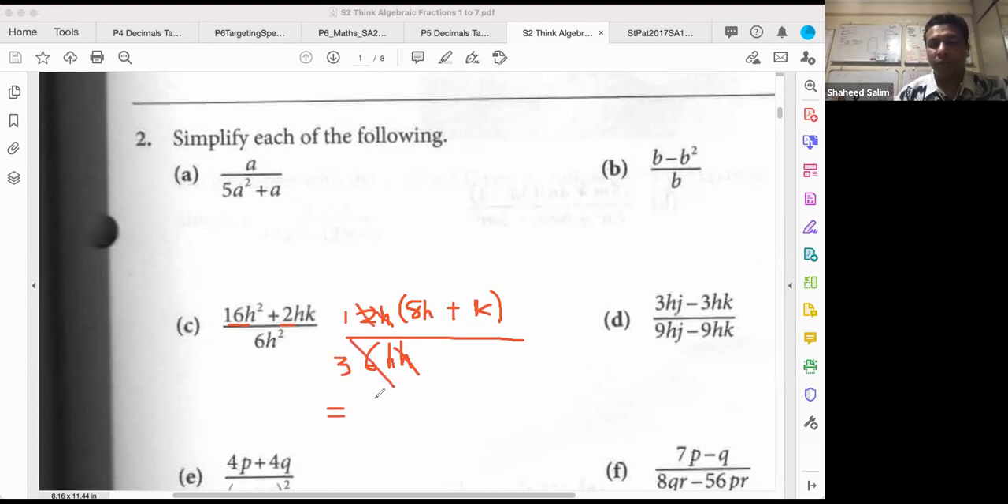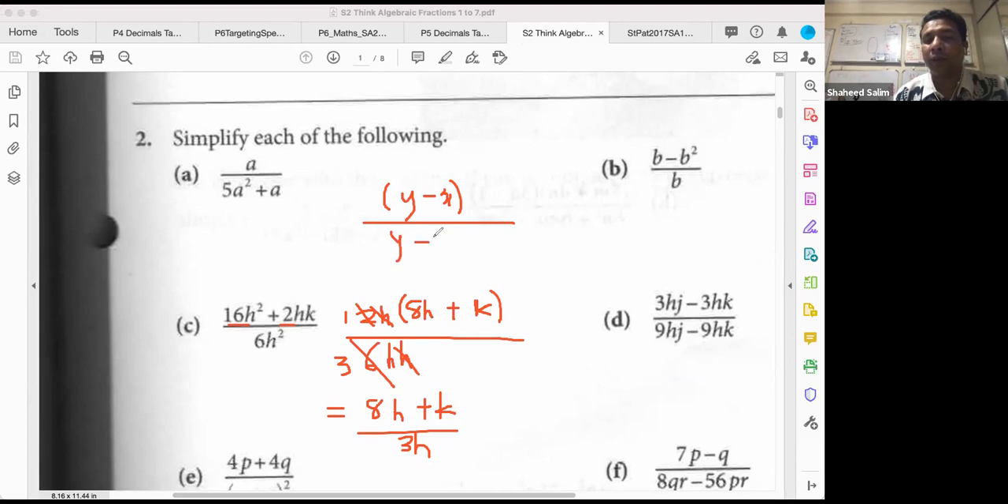So what do you have? You have 8H plus K over 3H. But don't say, I cancel the H also. Cannot. Why cannot? Because this is being added. You see, there's an add sign here. Unless you do like this, let's say y minus x, and then y minus x, you cancel the whole thing. It must be together, then you can. It must be the whole term like that, then you can cancel. But you cannot cancel the H and H.